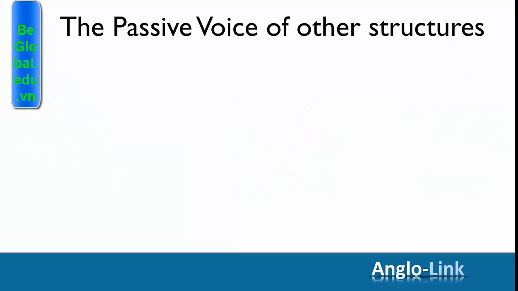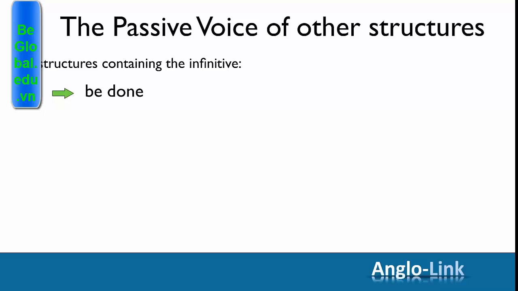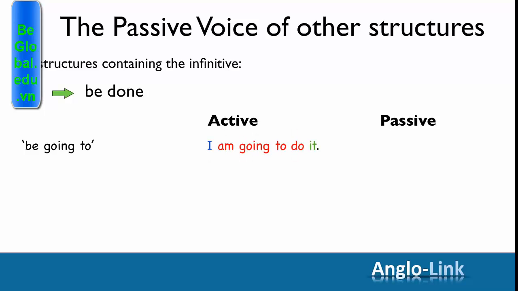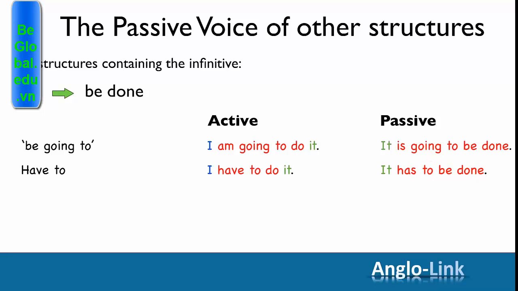Right, let's look at a couple of other structures in the passive. In structures containing the infinitive, do, the passive is simply be done. For example, be going to, I am going to do it, changes into, it is going to be done. Have to, I have to do it, changes into, it has to be done.